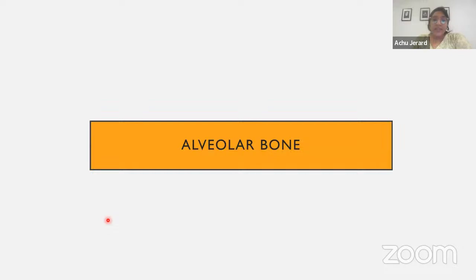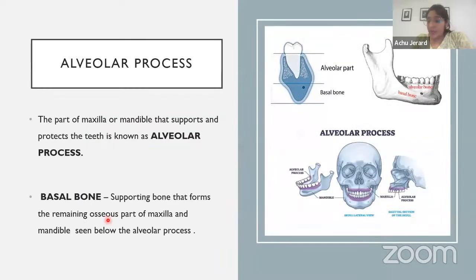And then finally, we are coming on to the alveolar bone, which is a very, very short topic. There are only some important things that you need to know. You know what the alveolar process is, isn't it? It is that part of the maxilla and the mandible where the tooth rests, or the tooth remains in the socket, right? So only that particular portion of the bone which holds the tooth is called the alveolar process.